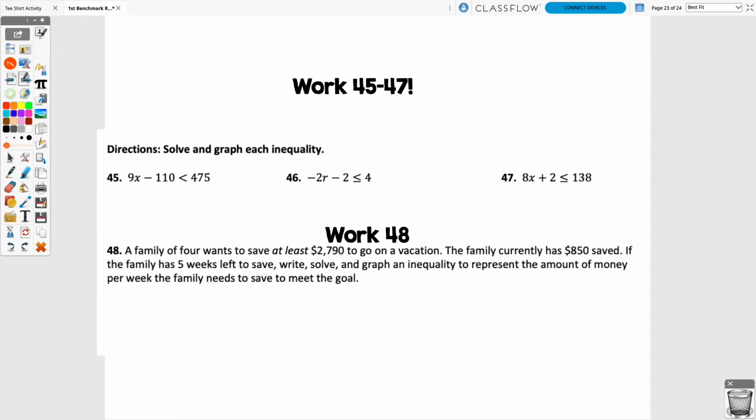inequality sign around. Okay, so it does say to solve and graph each of these. So after you solve it, I just need a very basic graph. You just have to show me your number line, show me the number where the circle goes, and then I just need to see your open or closed circle with the arrow points, okay? So very basic. I'm going to do 4 minutes for these three. We're just working 45 through 47 for right now.